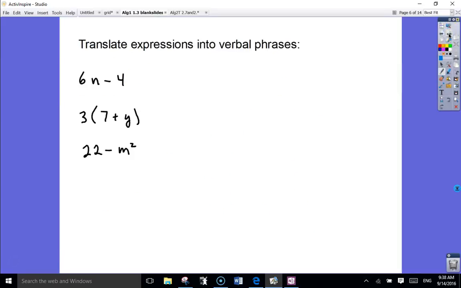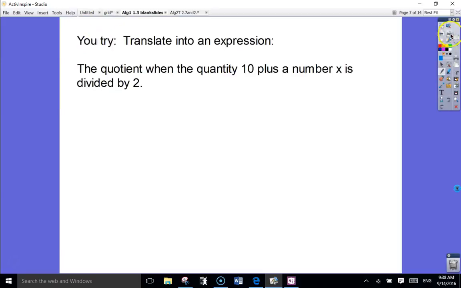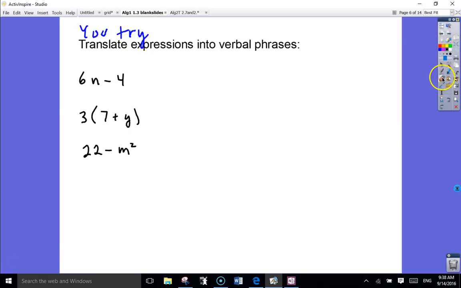Okay, so next. Do the same thing with those three. This is your "you try." Just a second. No, actually, we were going to do these together. I forgot. So let's translate. We'll do them together anyways.